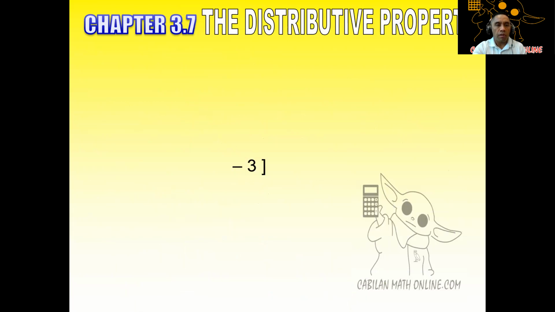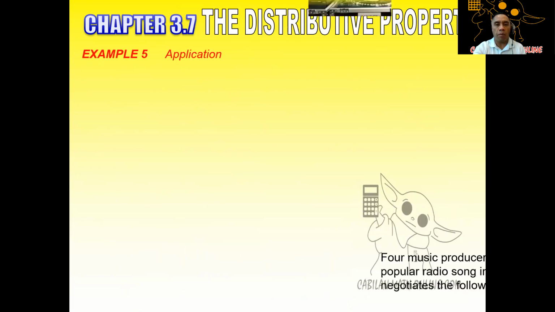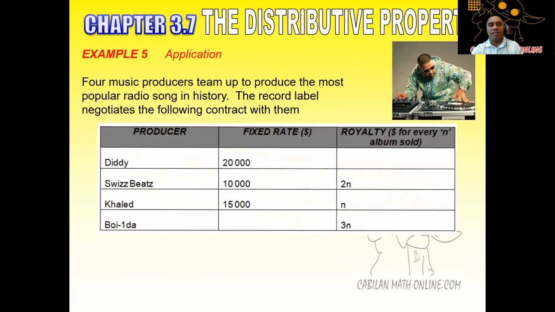All right, so the last example we're going to look at again is a word problem, dealing with one of the number one producers of all time, DJ Khaled. So what we have here is 4 music producers, and they teamed up to produce the most popular radio song in history. The record label negotiates the following contract with them, and you notice there's 4 names listed there. Now, for all four producers we have the expressions which represent how much they get paid. So we have Diddy who gets paid 20,000, and you notice there's nothing else other than that. So that's basically all he's going to get paid.